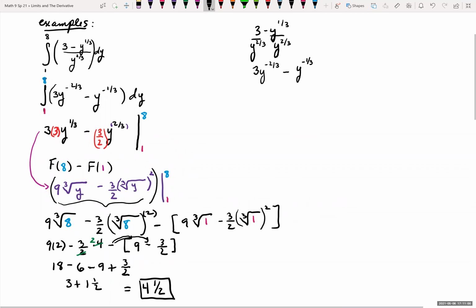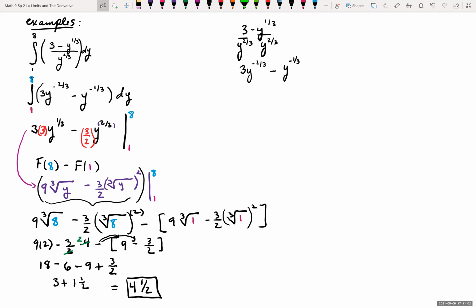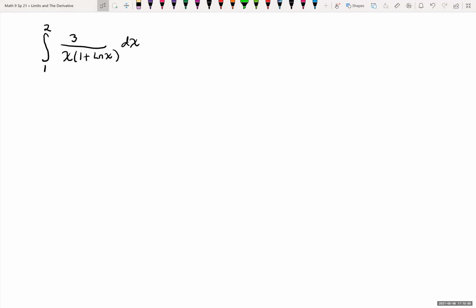So we just found that definite integral bounded between 1 and 8. So here's another example that we're going to apply the fundamental theorem of calculus to help us find this definite integral. And we have the integral from 1 to 2 of the quotient, which is 3 in the numerator, all divided by x times that quantity 1 plus natural log of x. And that's all in the denominator, and then times dx.